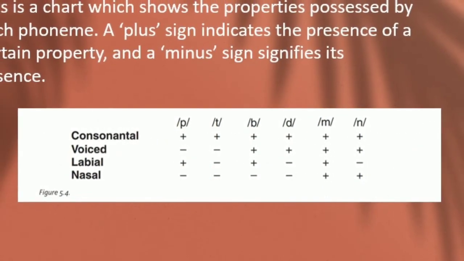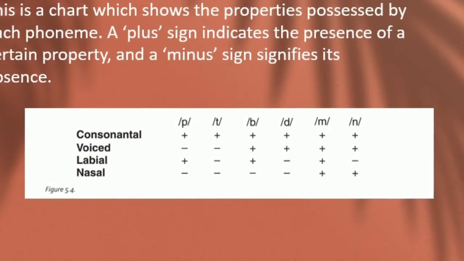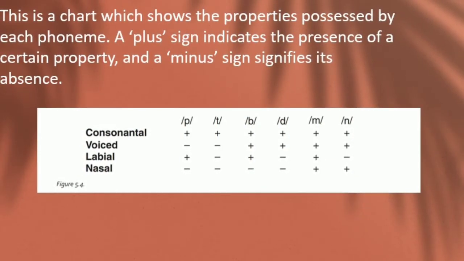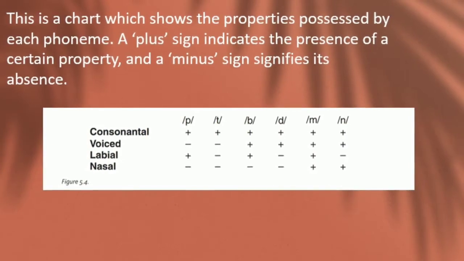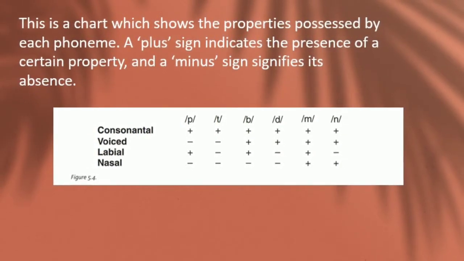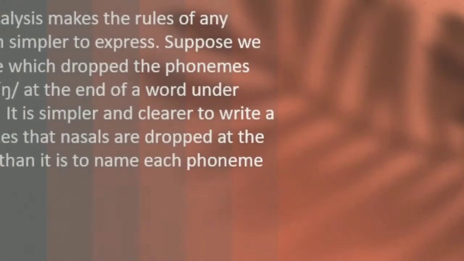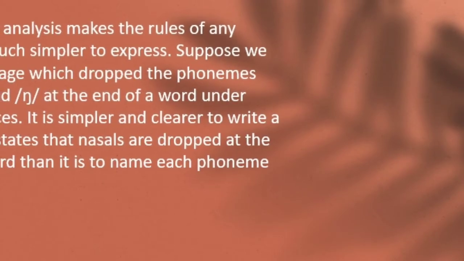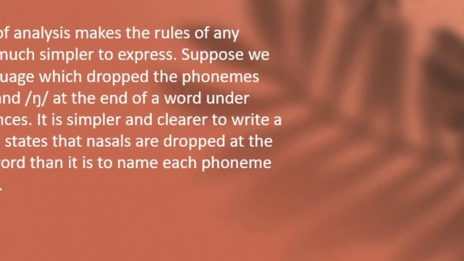So here is a chart which shows the properties possessed by each phoneme. A plus sign indicates the presence of a certain property, and a minus sign signifies its absence. This type of analysis makes the rules of any language much simpler to express.